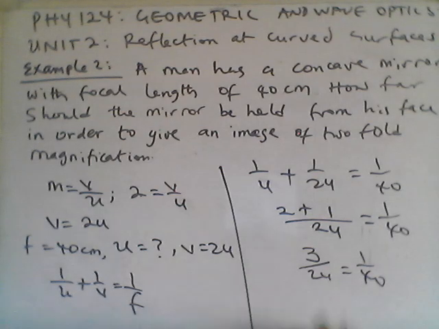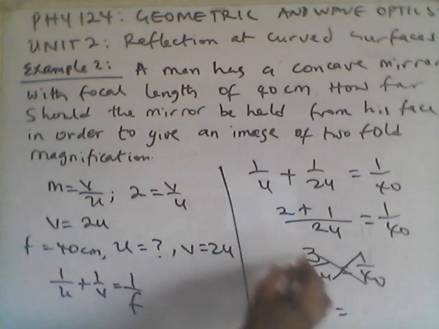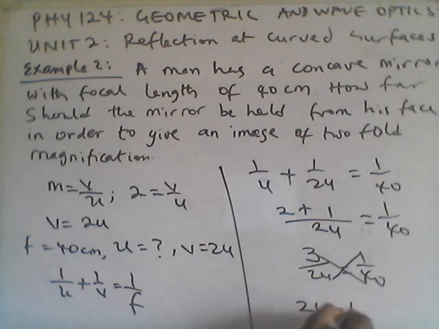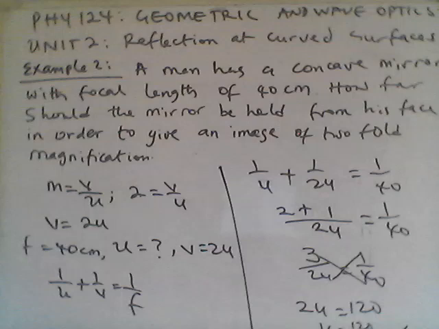All right, so we'll cross multiply. I have 2U is equal to 3 times 40, which is 120. So U is equal to 120 over 2, which is equal to 60 cm. So the man will place the mirror 60 cm away from his face for him to be able to get that magnification of twofold. So that answer is simple enough.